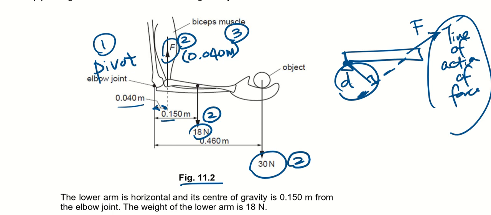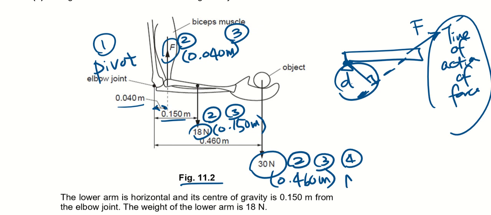For 18 Newton, it is this value, 0.150 meters. I'll write it here. This is step 3 for me. For 30 Newton, it is 0.460 meters. Again, this is step 3. So step 1, pivot. Step 2, number of forces. Step 3, the perpendicular distance of each force. Step 4, I need to find my moment. Moment is equal to force times perpendicular distance. So if I put it here, it will be 30 times 0.46. I'll get a certain value. Give me a second.